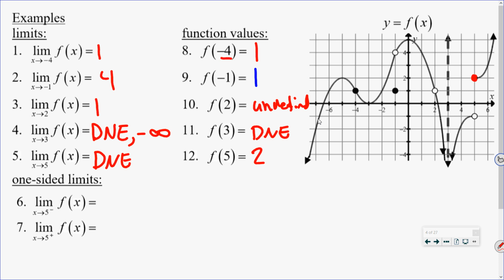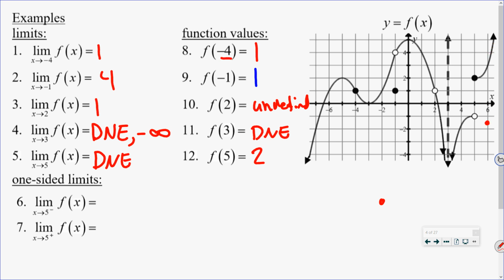Hey, 6 and 7 are what we call one-sided limits. That's when you approach the x value from one side or the other, not from both. So if you look down here, that little negative up there means I'm approaching 5 from the left side. So come back over here. Now I'm not coming from both sides. I'm just approaching from the left side. We're only looking as I come this way.